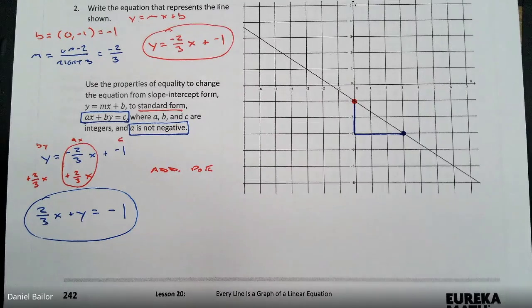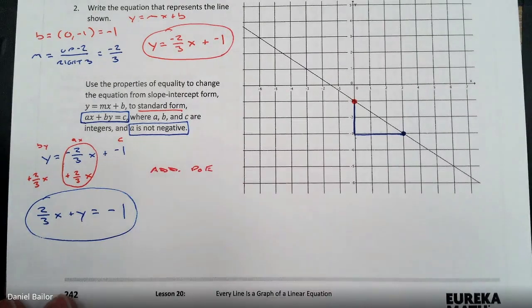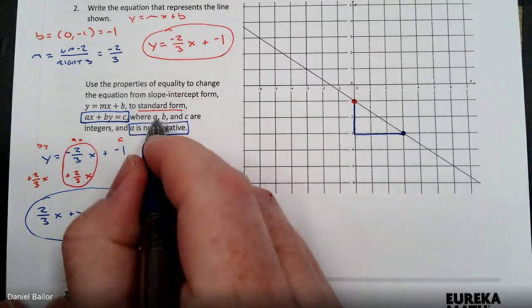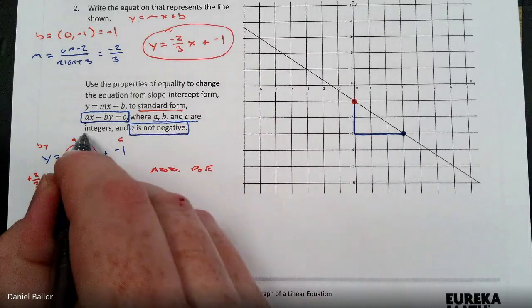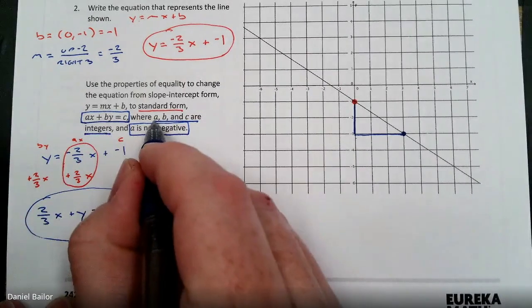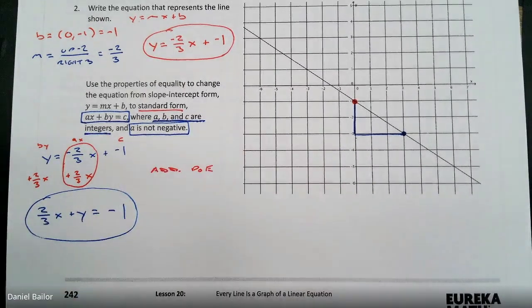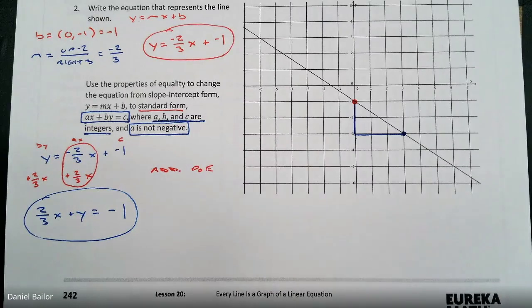That's how that works. A is, oh, I'm sorry. Nope. Oh, I messed up. I forgot one piece. I forgot one thing, and it's all my fault. A, B, and C are integers, which means they are whole numbers, which means no fractions. So I messed this up.